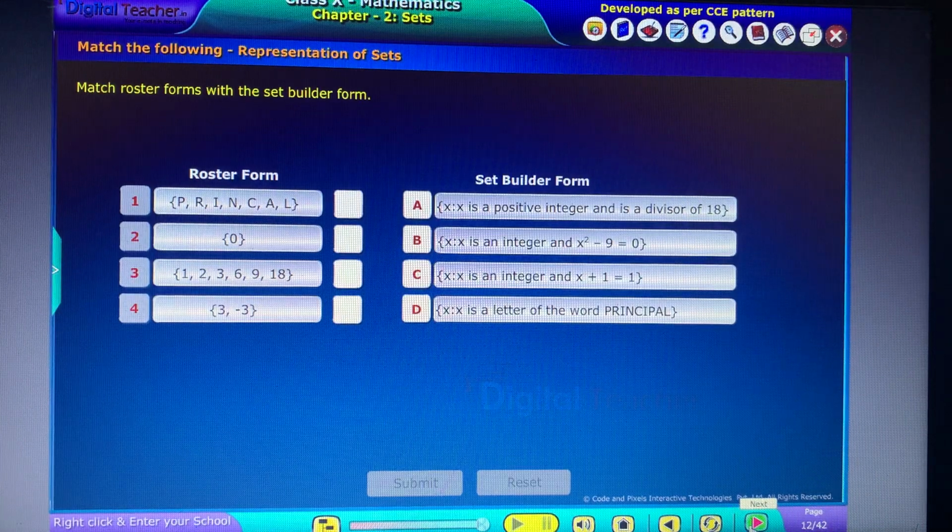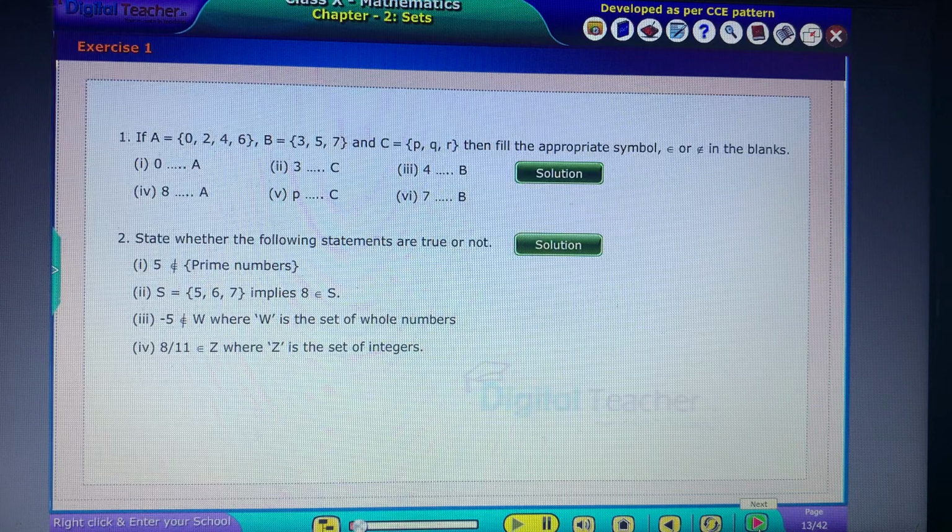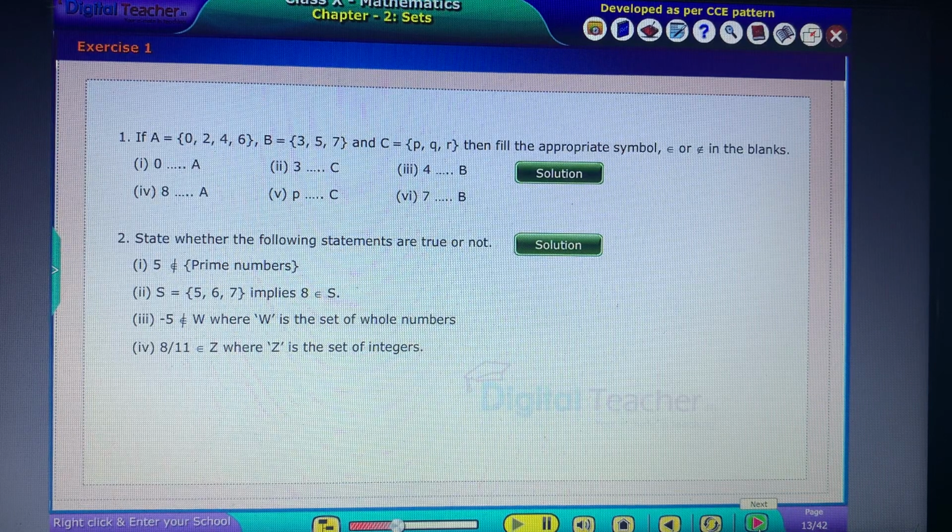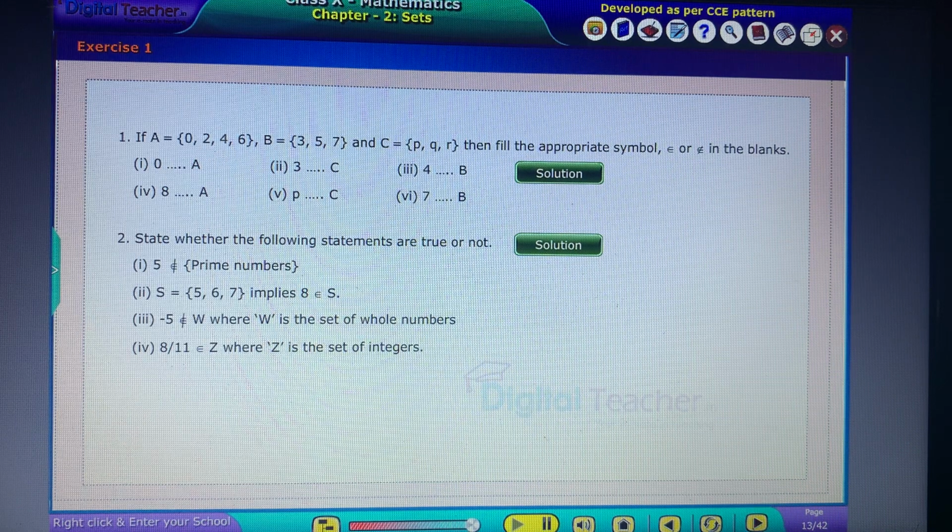Match roster form with the set builder form. Let us solve a few exercise problems. Click the tab to view solution.